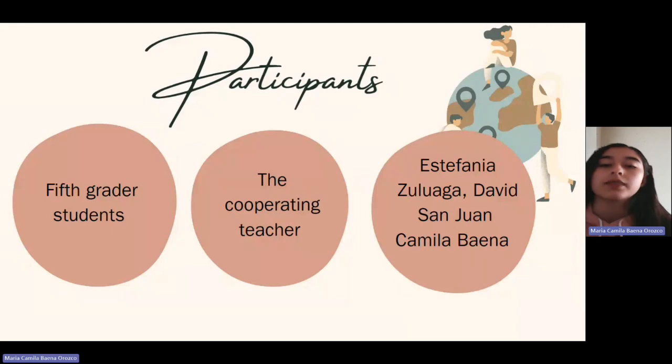On the other hand, the cooperating teacher has a degree in Spanish and English literature from the Pontificia Bolivariana and a master's degree in information technologies and education. She has 31 years of teaching experience.